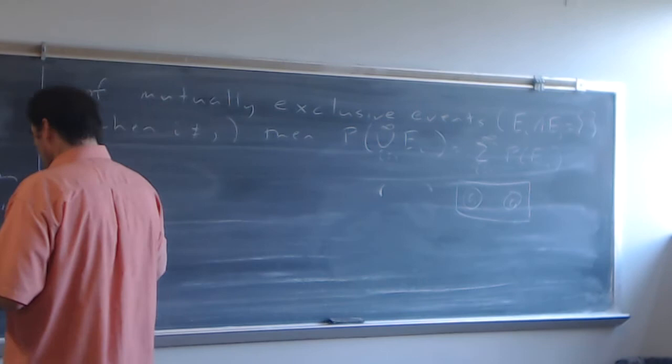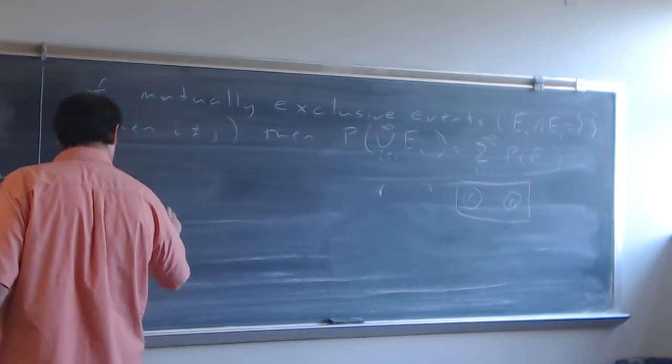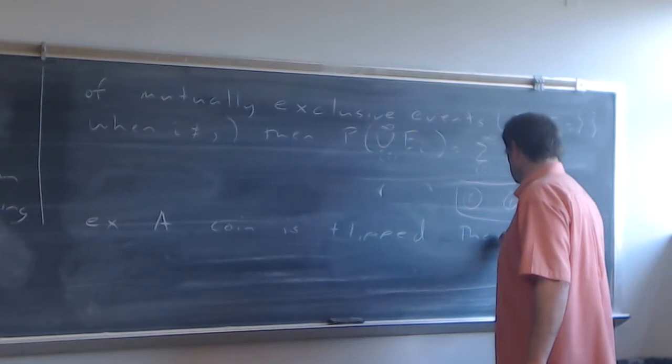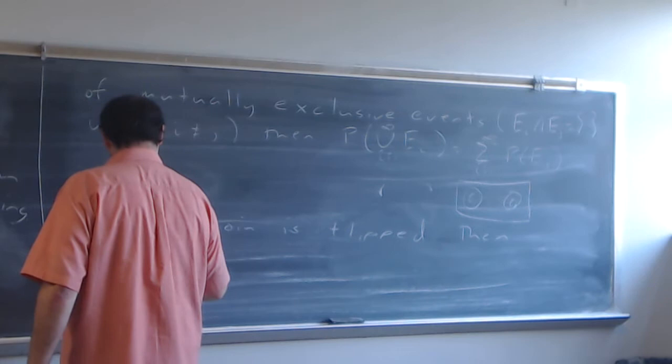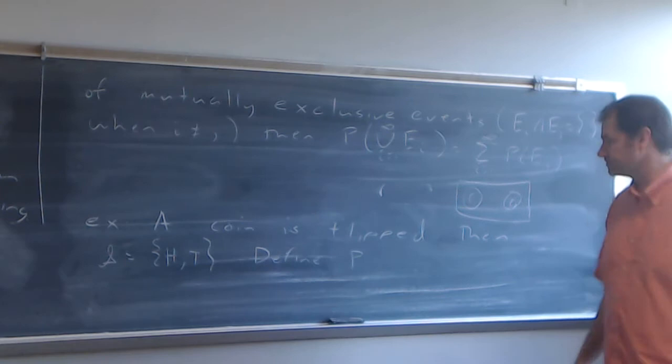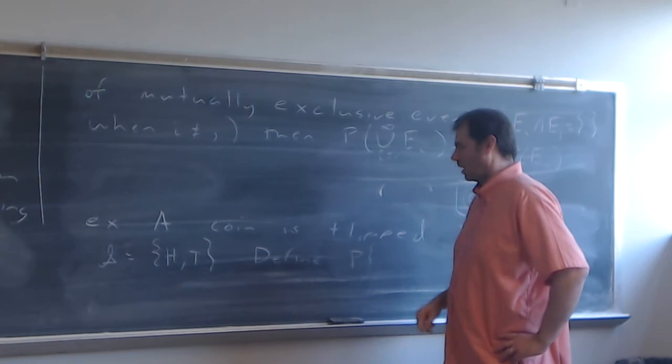Let's look at an example. Let's say a coin is flipped. So what am I giving an example of? I'm giving an example of a probability. Then the sample space is equal to heads or tails. Now, define P, so I'm going to define a probability, so I need to define a set function. And it needs to work on all the subsets, if you will, of the sample space.